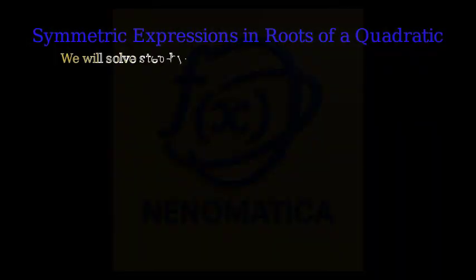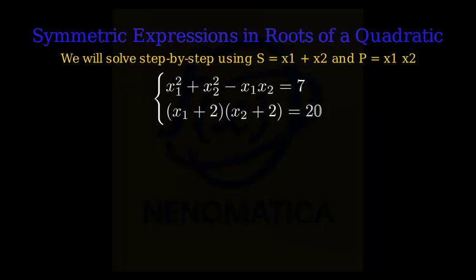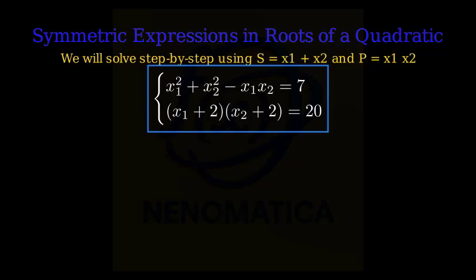In this lesson, we will solve a problem using symmetric expressions in the roots of a quadratic. Here is our system. We are given x1 squared plus x2 squared minus x1 x2 equals 7, and the quantity x1 plus 2 times x2 plus 2 equals 20. We want the quadratic with these roots and the roots themselves.